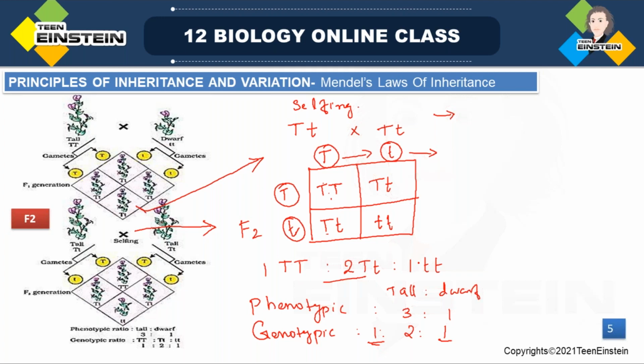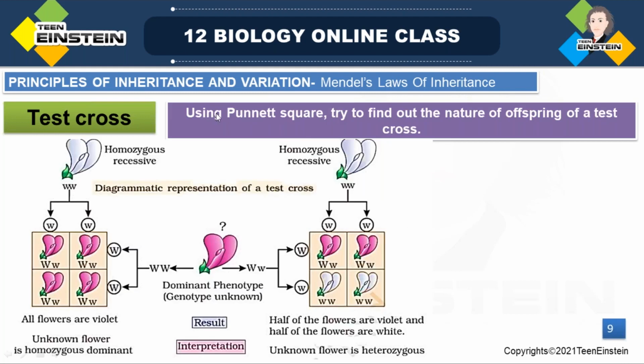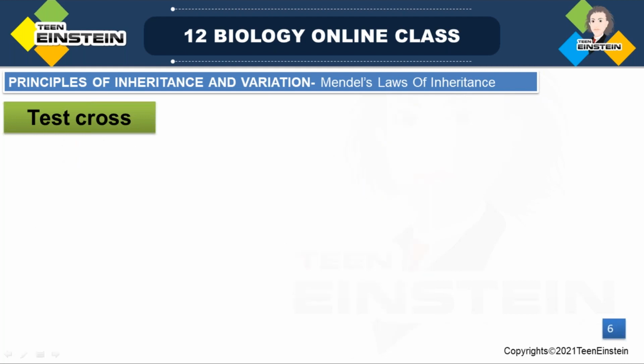Next is about test cross, what we are going to learn. Okay. So simply by seeing a plant, we can't tell the genotypic combination, right? What is test cross? First, let me explain all these things. By seeing that plant, we can't make out what is the genotypic combination of a plant, right?